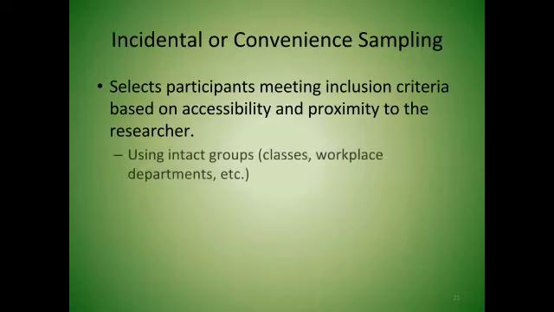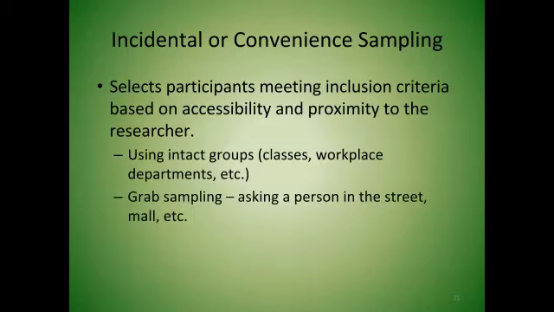This may include intact groups, such as pre-existing classes, work sites, or workplace departments. Grab sampling, where you just ask people in the street, stop people at the mall. And volunteer sampling, where you ask for volunteers. And hopefully you can see how all of these may result in a biased sample.